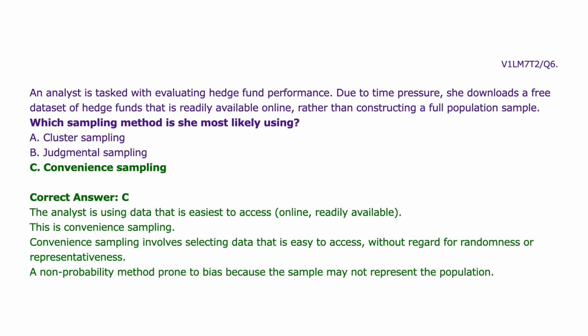The analyst is using convenience sampling because she selects data that is easiest to access, a free dataset online. Convenience sampling equals ease of access, not representativeness. It's a non-probability method prone to bias.